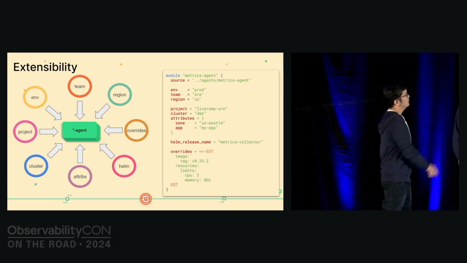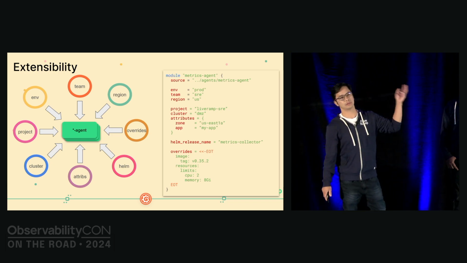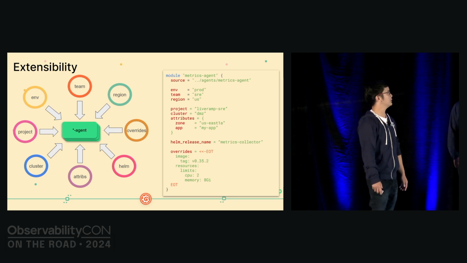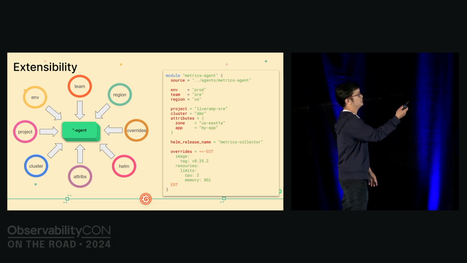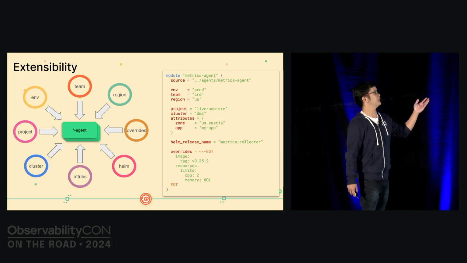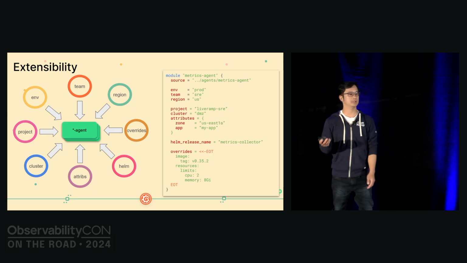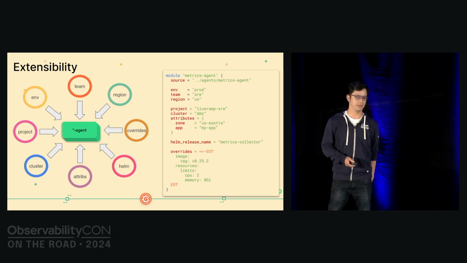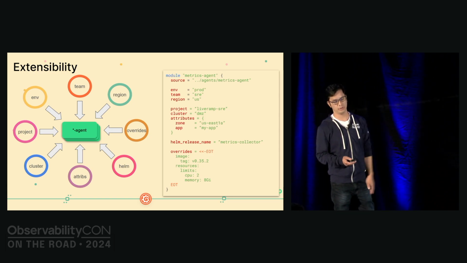Same thing again. Environment, team, and region, all those are the three required variables. And then project, cluster, and attribute. They can name it, give whatever value they want. And then the Helm release information as well as the overrides. So the overrides, they can put whatever they want in there, and it will take over whatever we already predefined.